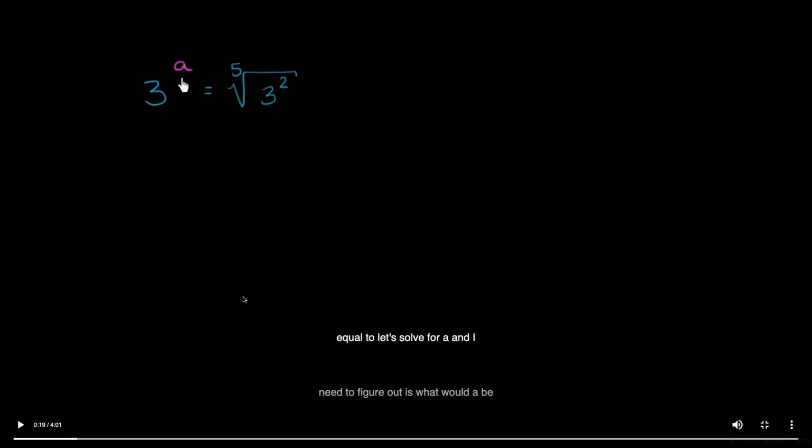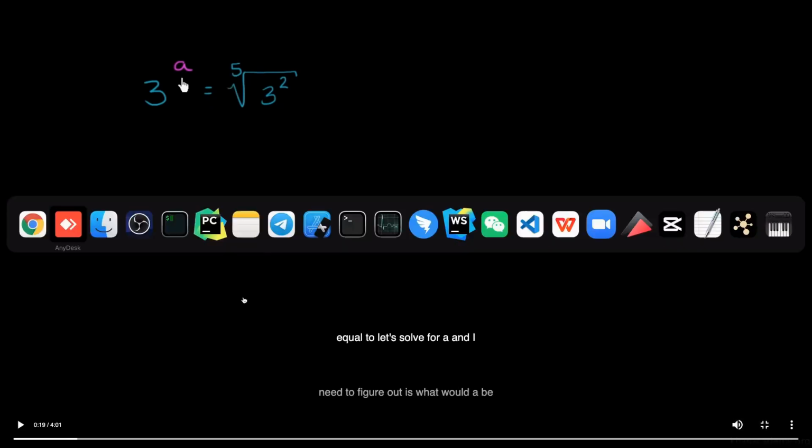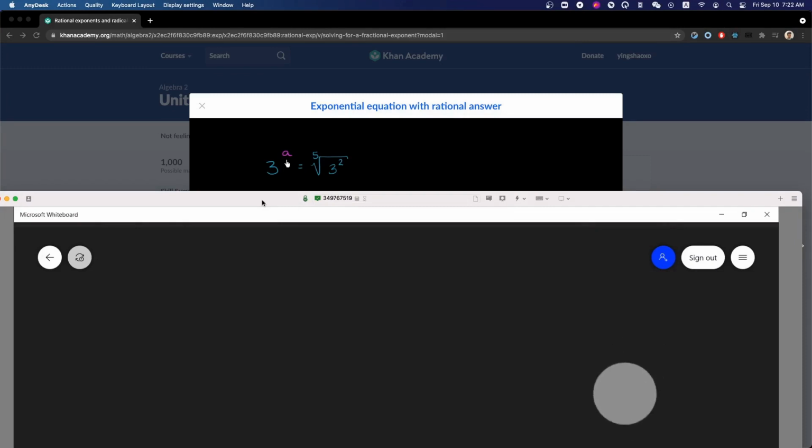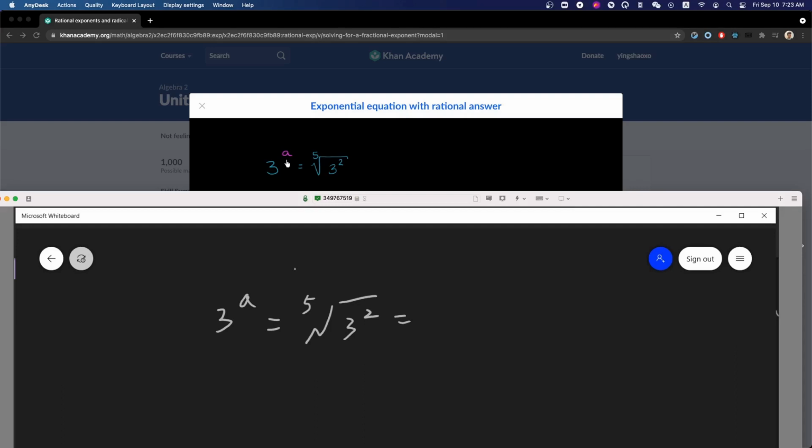Alright, so what I just said is he was asking us for solving this kind of problem: what would a be if we got an equation like this? Well, it's simple. We just have to do some transformation to let the new expression get a base of 3. Then we will be done. So how can we do that?